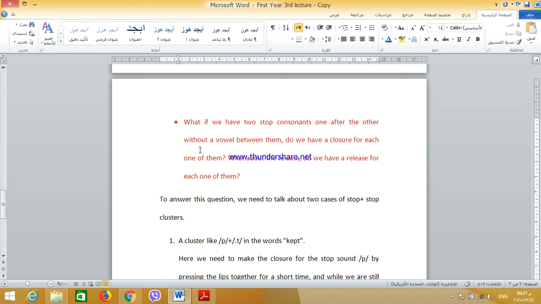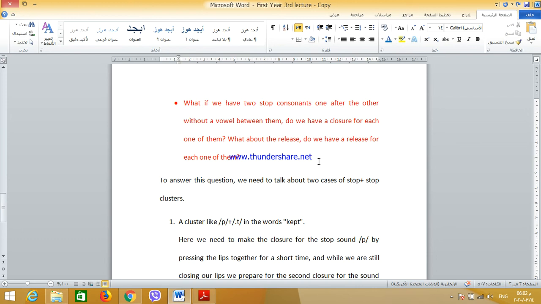I want you to pay attention to this question, my dear students. What if we have two stop consonants, one after the other, without a vowel between them? That is a stop plus stop. Do we have a closure for each one of them? I mean two closures, or what about one closure? What about the release? Do we have one release, or two releases, each for one stop sound? Let's discuss this question and try to answer it.